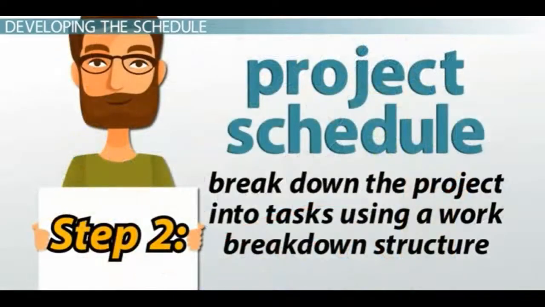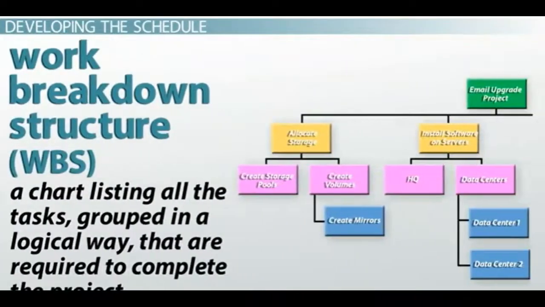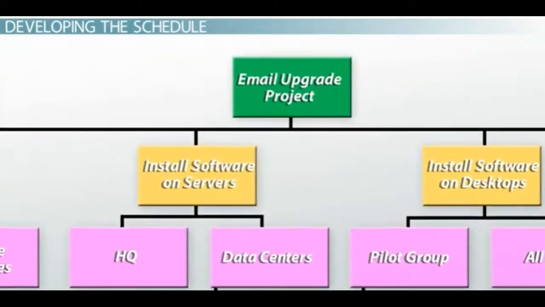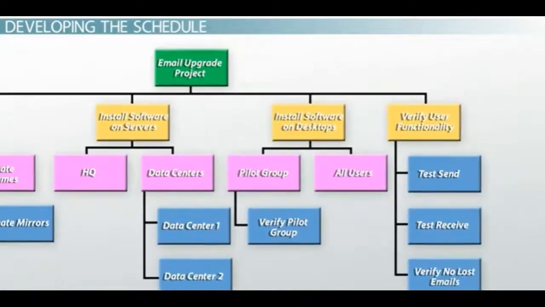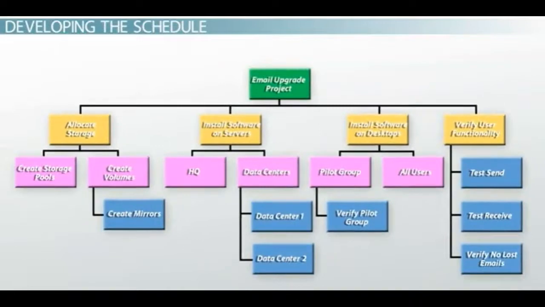The second step in developing a project schedule is to break down the project into tasks using a work breakdown structure. A work breakdown structure, or WBS, is a chart listing all the tasks grouped in a logical way that are required to complete the project. The tasks should be broken down far enough that they're easily understood and contain a single action. In our email application upgrade project, a WBS might look like this.